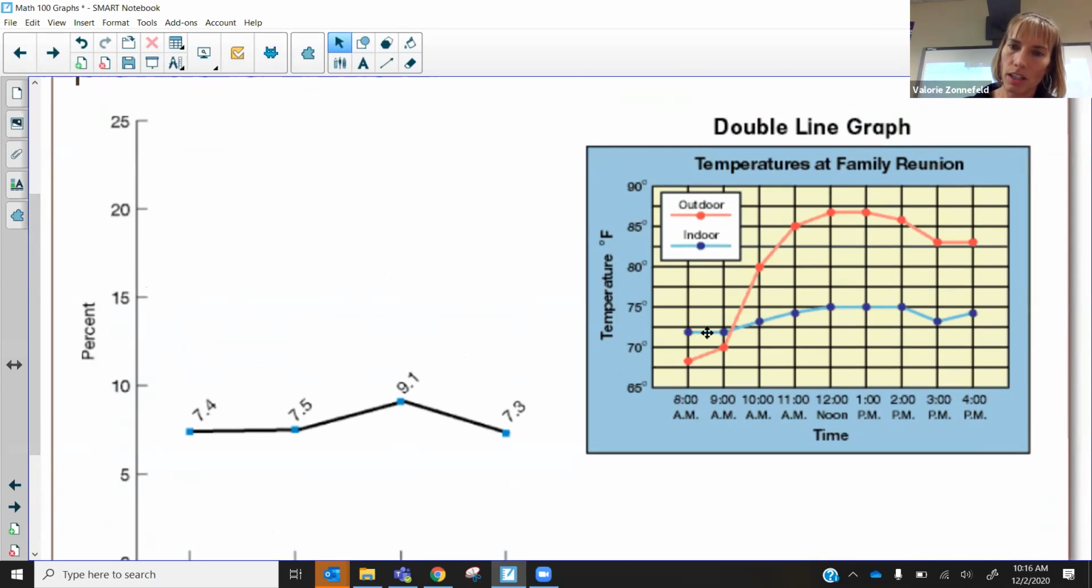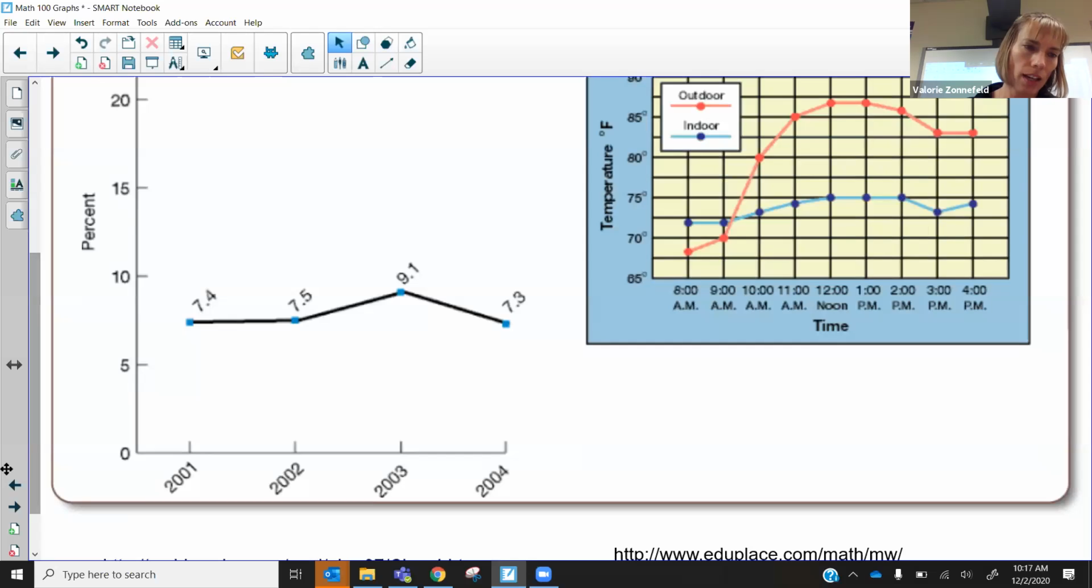The blue shows the indoor temperature, and it's pretty stable indoors. Maybe it gets a little warmer during the midday, but outdoors, you can see, wow, it really heats up around the noon hour and then starts to cool off closer to 4 o'clock. So a double line graph is a good way to see change over time.